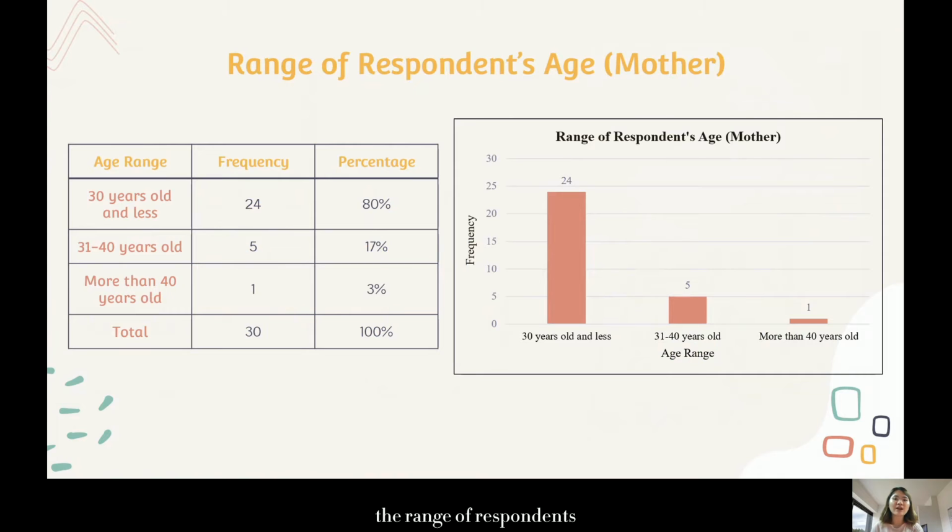First, I will explain about the range of respondents who are mother's age. The highest number, which is 24 respondents, or in other words, 80% of the respondents have the age range between 30 years old and less. It means that most of the respondents are between 30 years old and below. In contrast, only 1 respondent, which occupied 3% of the respondents, is more than 40 years old.